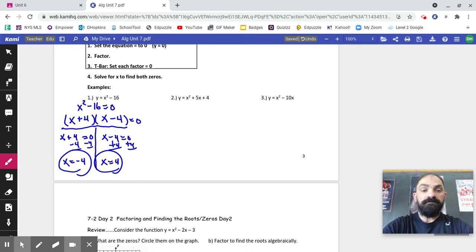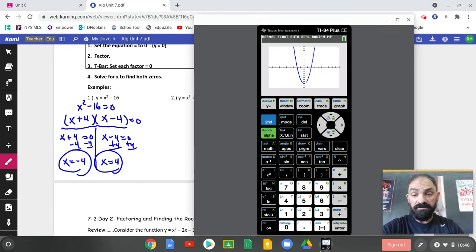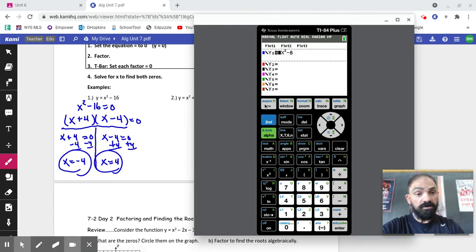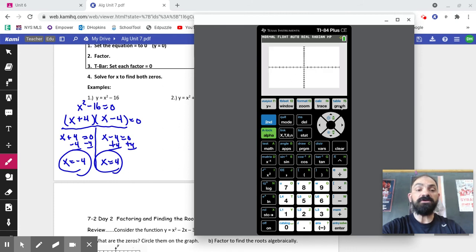Okay, number 2. And these are the zeros. So if I was to graph this and go to y equals, just so you can relate it to what we were doing graphically, x squared minus 16, go to graph, and it's going to cross at -4 and +4.